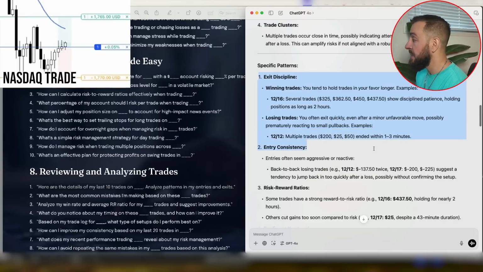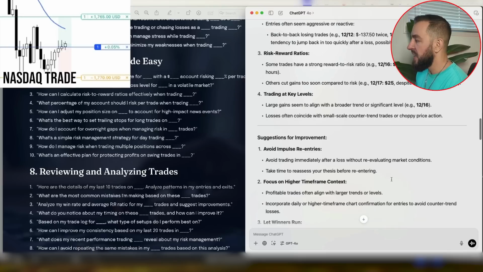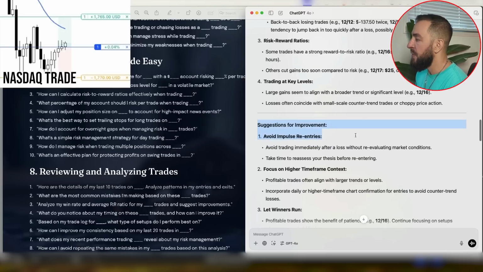Entry consistency, risk to reward ratios. It's saying some trades have a stronger risk to reward ratio, and then trading at key levels. Now, what are the suggestions? Suggestions for improvement. Avoid impulse re-entries. That's good. That's something for me to work on.